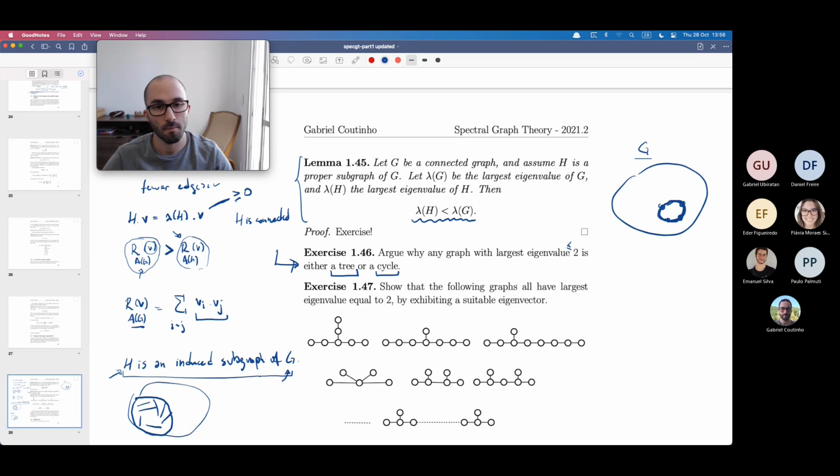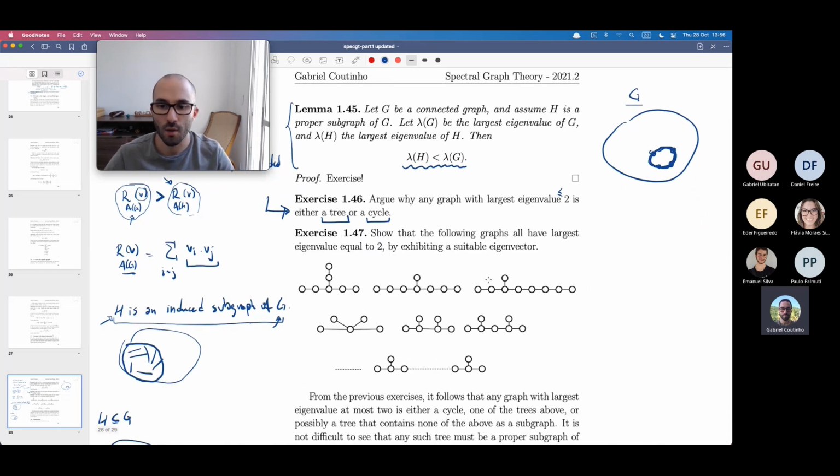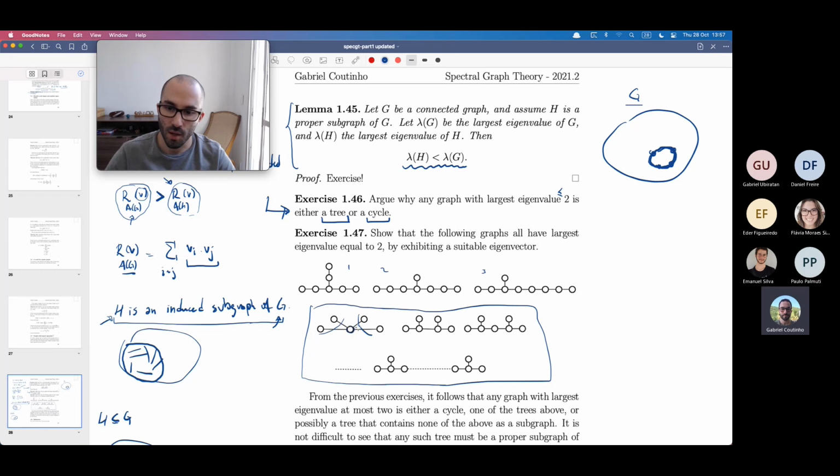Now, show that the following graphs all have largest eigenvalue equal to 2. So you have one graph here, one here, one here, right? So you have 1, 2, 3, and then this is an infinite family of graphs, which you obtain by having these two leaves, and then either a vertex or two vertices or three vertices, or in general, a path.